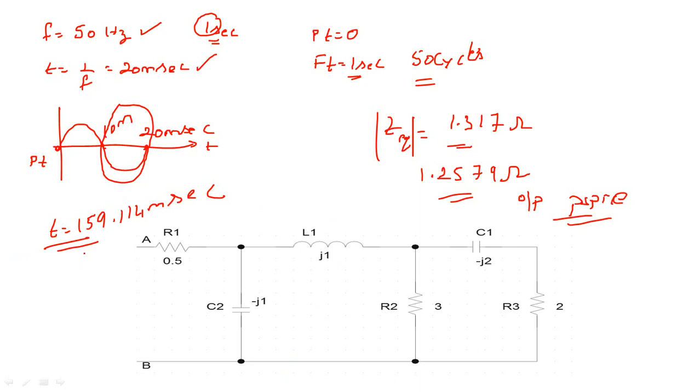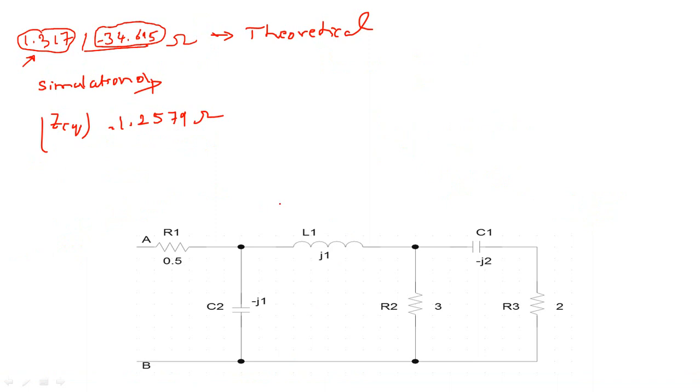So next we'll see how do we find the angle theta. So now we have seen the theoretical answers are 1.317 and the angle is minus 34.615, and the simulated answer for magnitude is 1.2579, and we have discussed why we have deviations, right? Now let us find the angle theta, which we have calculated, and we have got the answer as minus 34.695 degrees. Now how do we find?